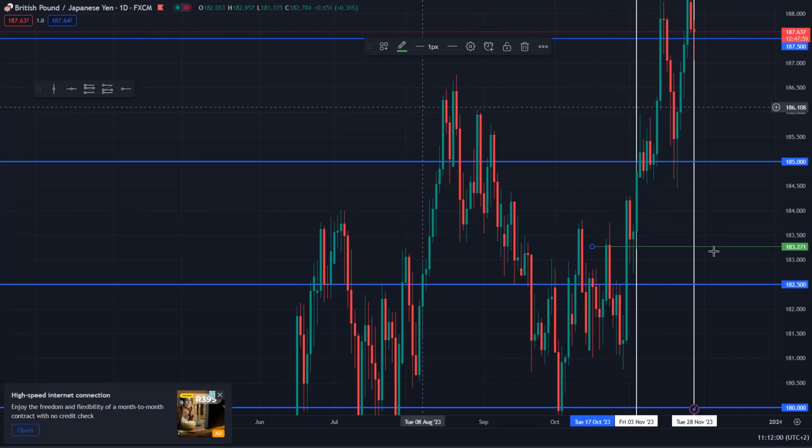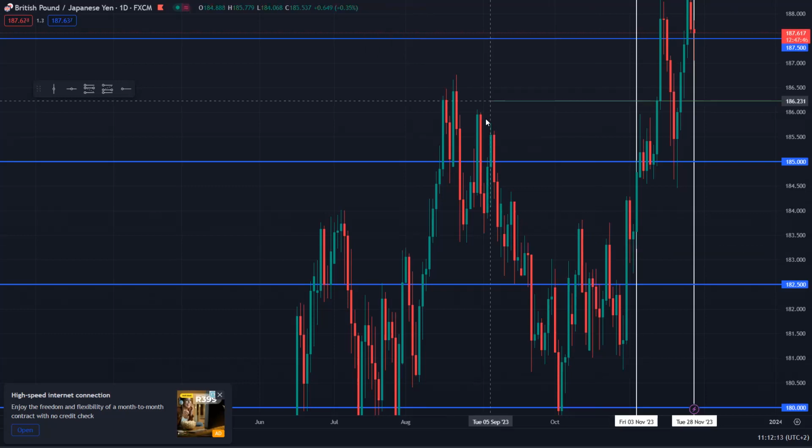So now that's gonna be our rejection right there. That's our reason for entry right now. Then you're expecting this market to go to the upside, the upside of our head and shoulders.